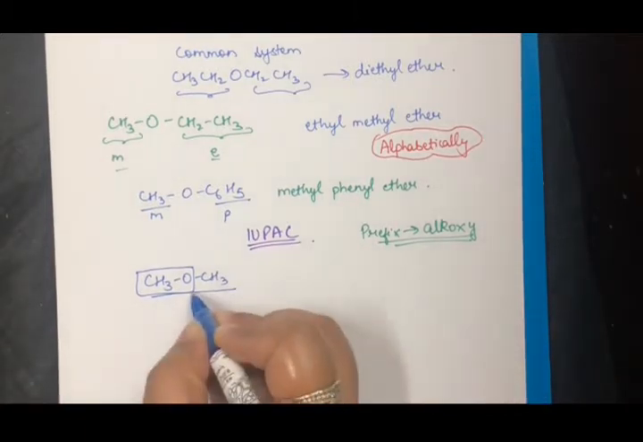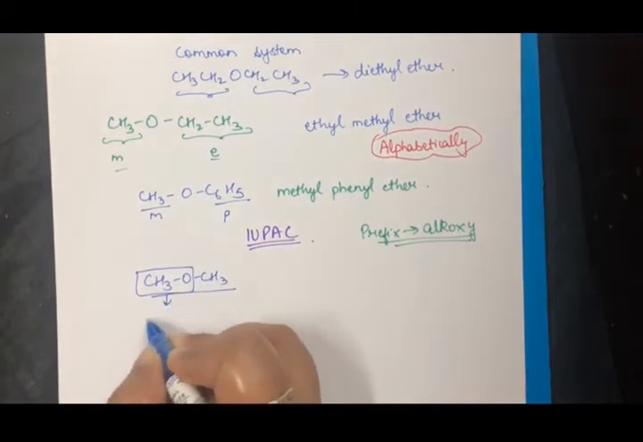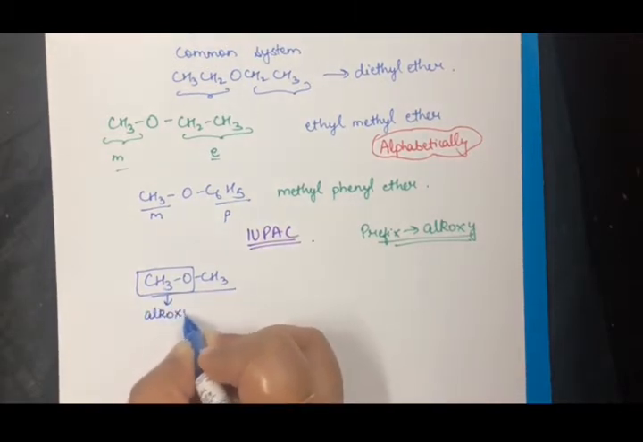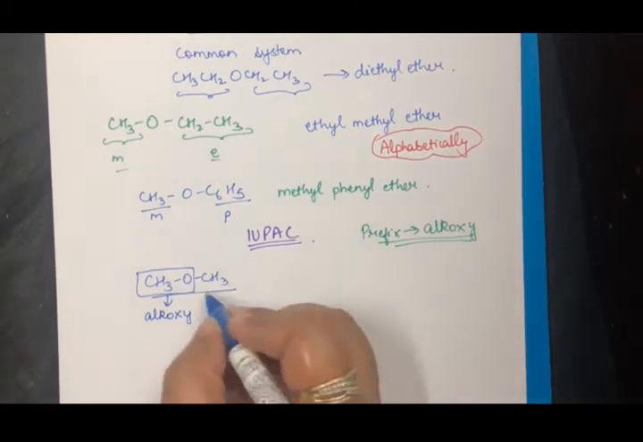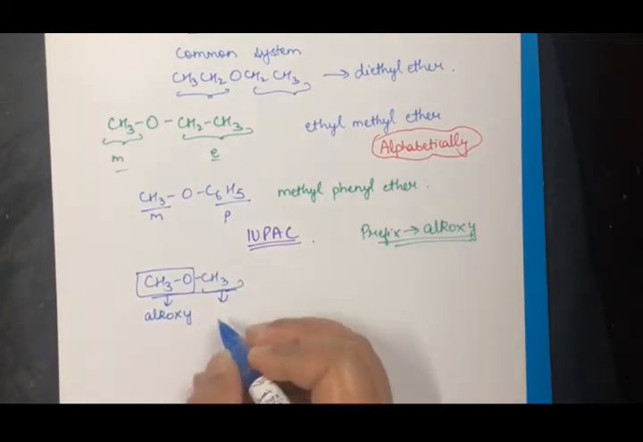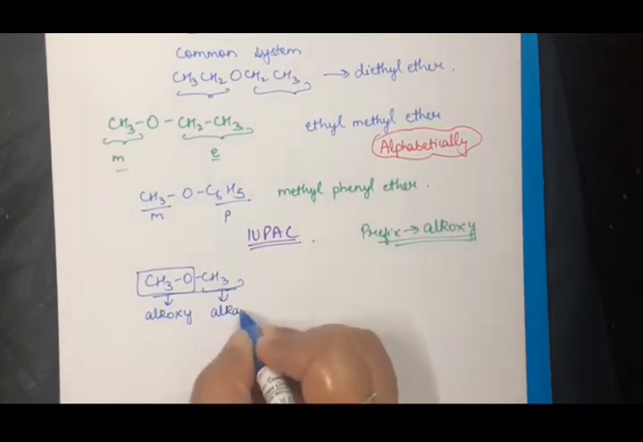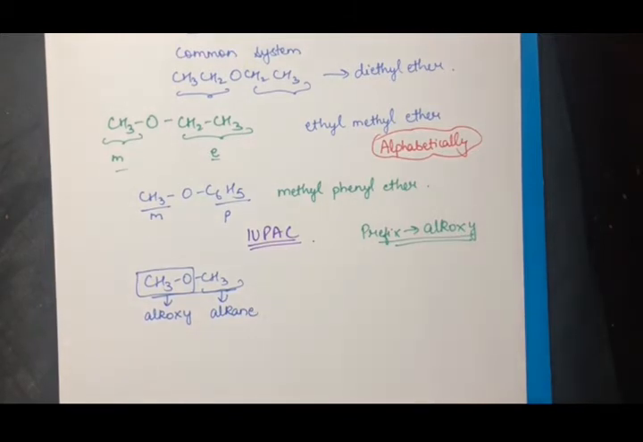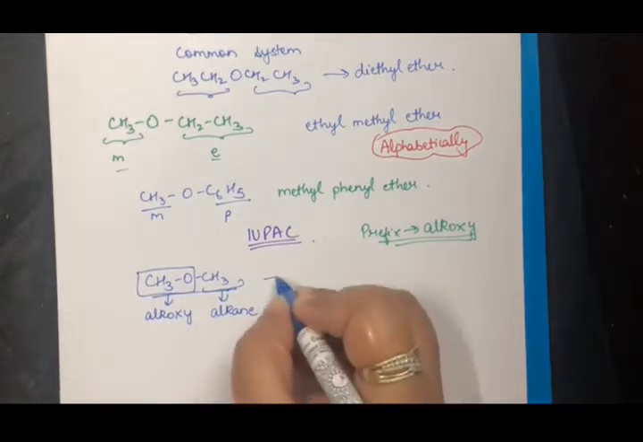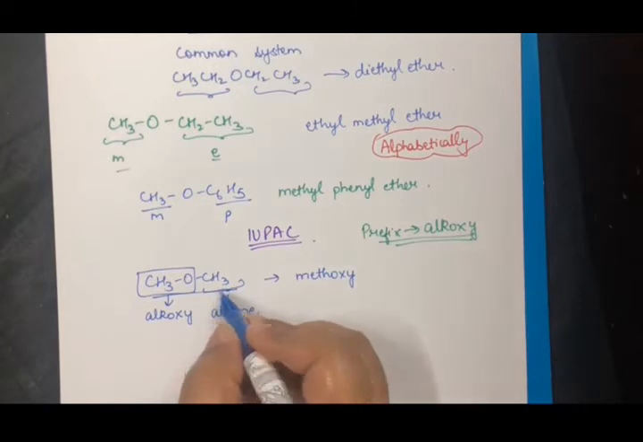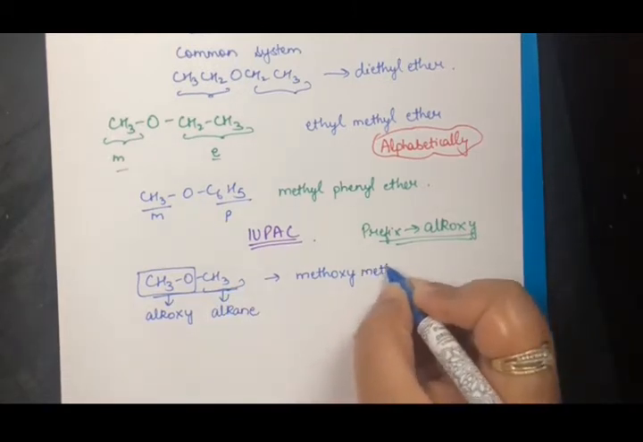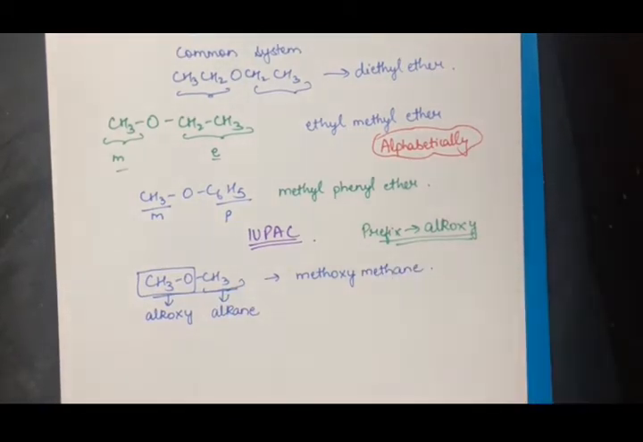The one which is with oxygen is called alkoxy. I'm repeating again, you have to take one alkyl group with the oxygen and that group will be called alkoxy, and the remaining alkyl group is part of the parent alkane chain. So if I have to name this, how many carbons are there in the alkoxy group? It is 1, so I will call it methoxy, and this is a 1 carbon alkane, so this is going to be methoxy methane.